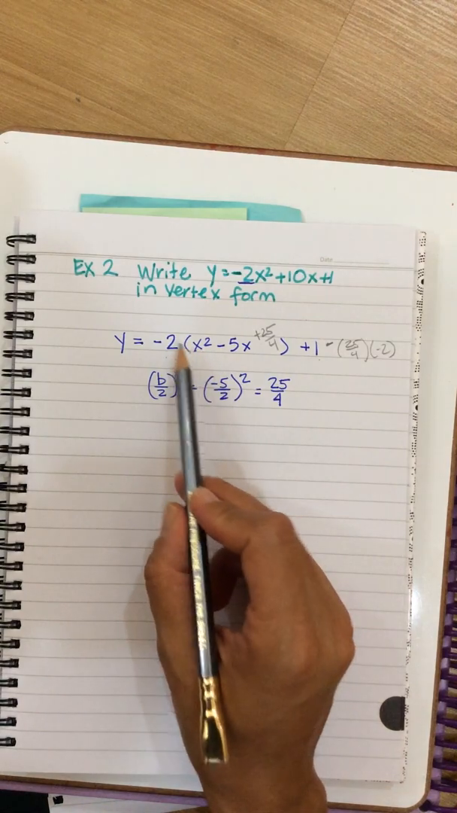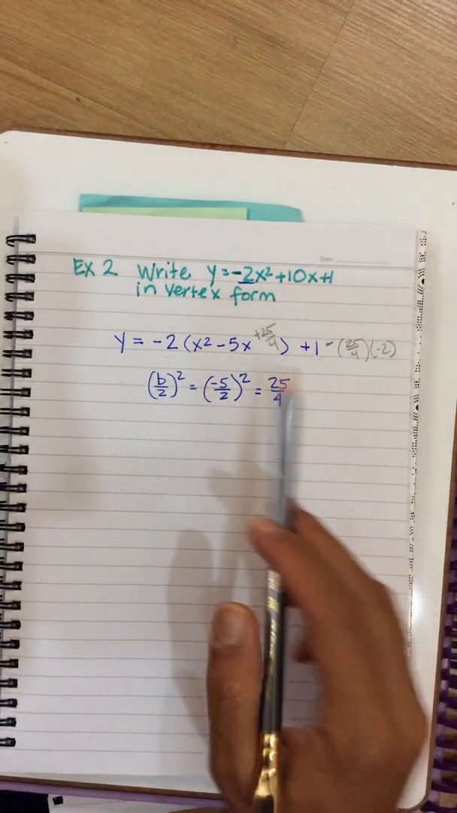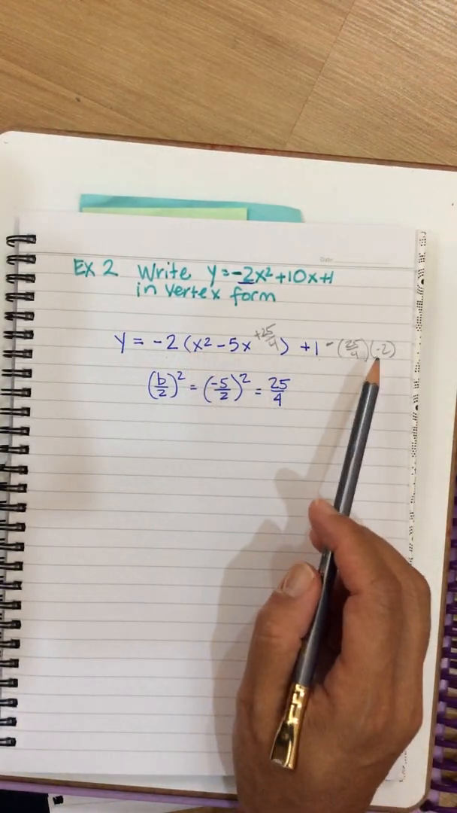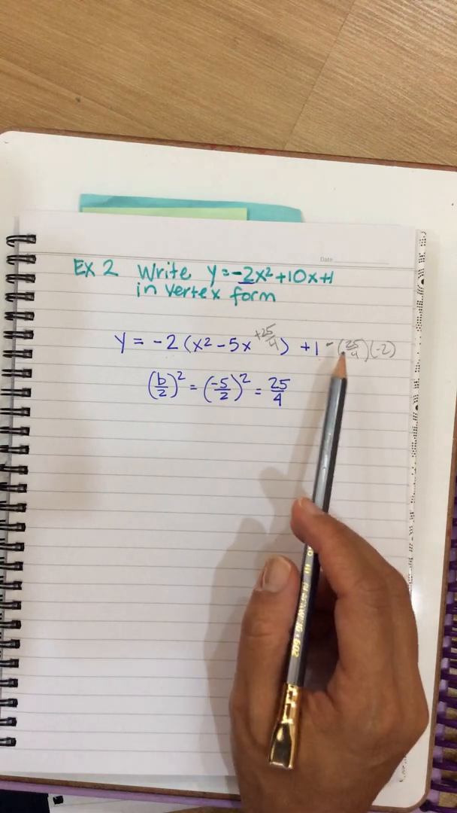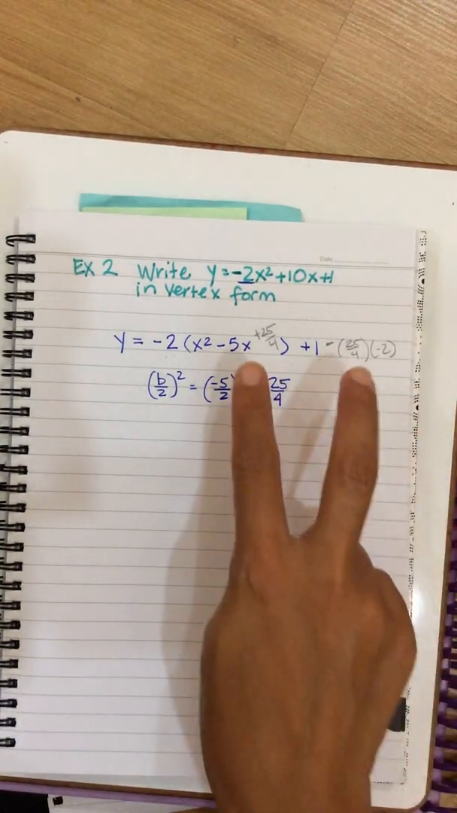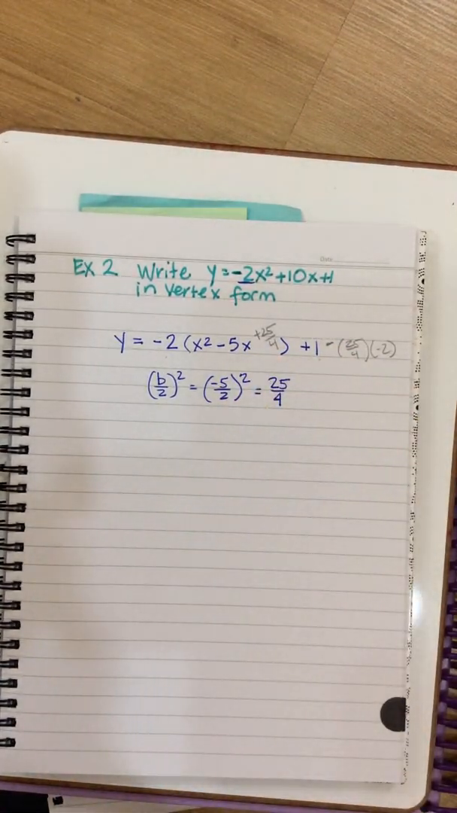So that's something to remember. If you're factoring out a number so that you can complete the square, you need to make sure to incorporate it back in when you are adding and subtracting that value to your expression.